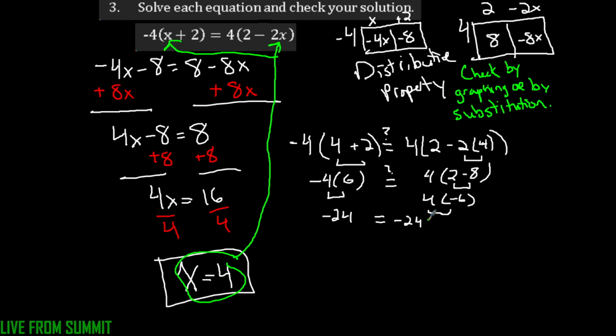And so that's why on your graph, it made that ordered pair of 4 and negative 24, because that's where they meet on the coordinate plane. So you have the options of either check by graphing or check by doing substitution. Either way works out. All right.